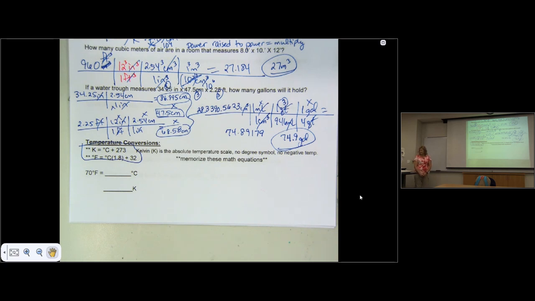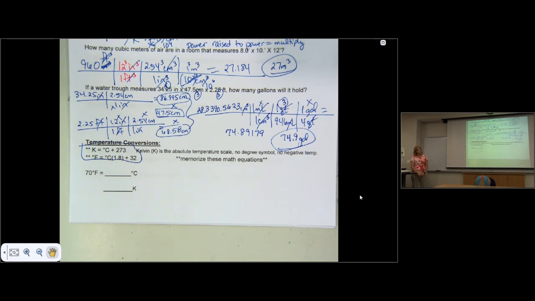Real quickly, let's talk about Kelvin. Kelvin is the absolute temperature scale. If you've ever heard of absolute zero, that is 0 Kelvin. That supposedly is as cold as you can get. We can't get that cold, we'd be dead. But that's as cold as it can get, absolute 0. That's 0 Kelvin, which would be negative 273 degrees Celsius. For now, Kelvin is just something I'm asking you to learn how to do.